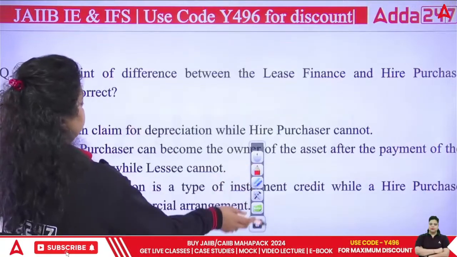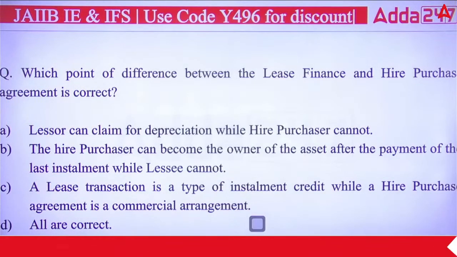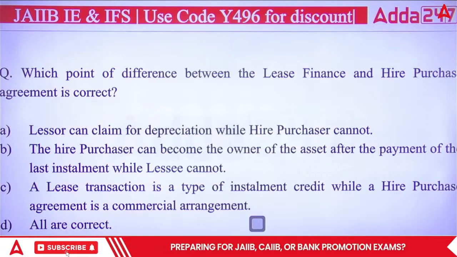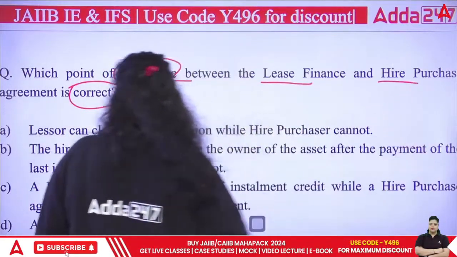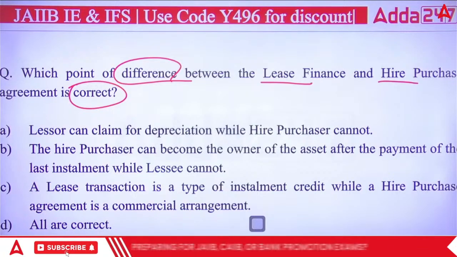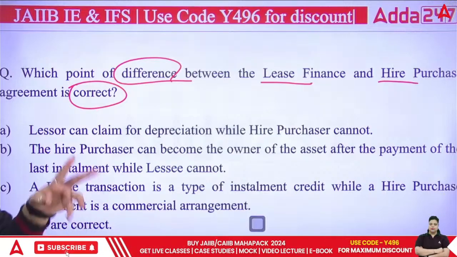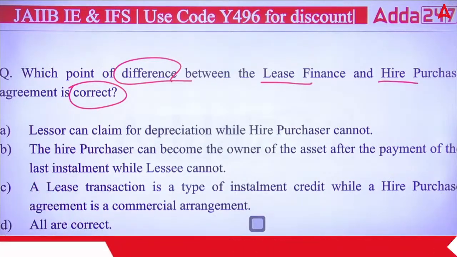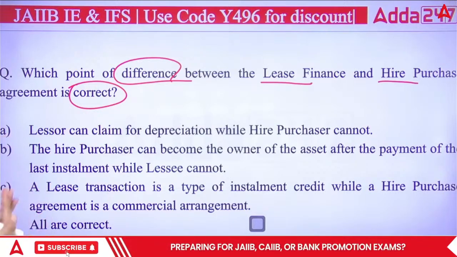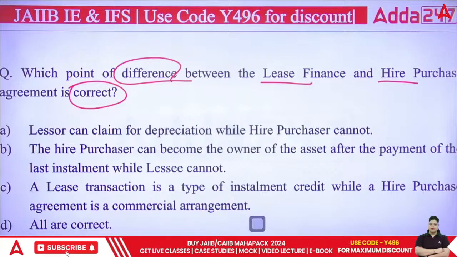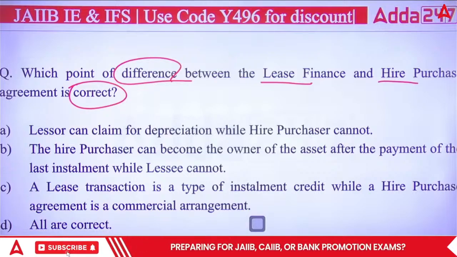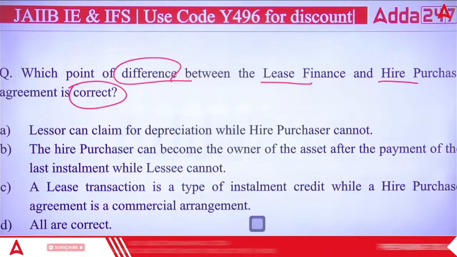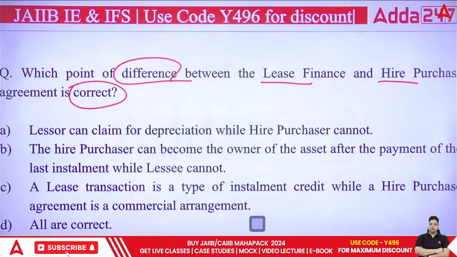Okay, next question is about which point of difference between lease finance and hire purchase agreement is correct. You have to find the difference between lease and hire purchase. First, the lessor can claim the depreciation while the hire purchaser cannot. Second, the hire purchaser can become the owner of the asset after payment of the last installment while the lessee cannot. Third, a lease transaction is a type of installment credit while a hire purchase agreement is a commercial arrangement. So, which of the following is the right difference between the two? A, B, C or D?